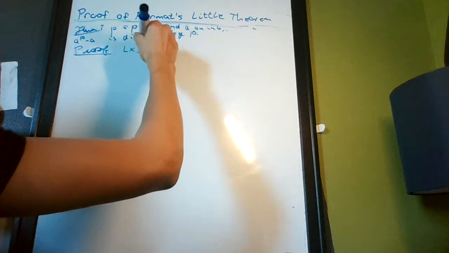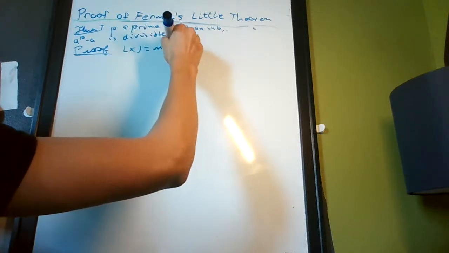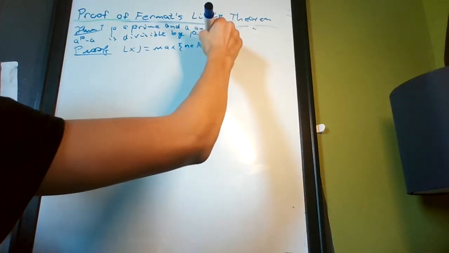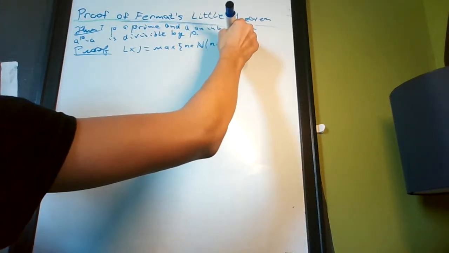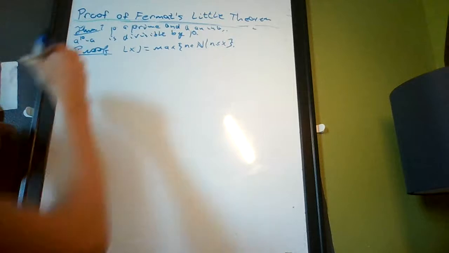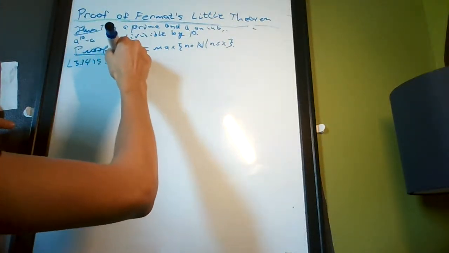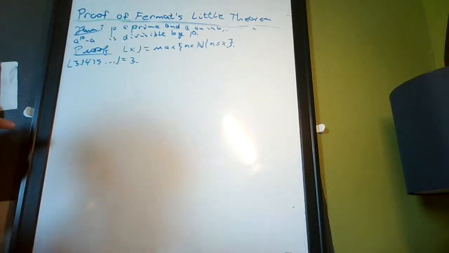So, let's prove it now. First, let's define the floor function, which is going to be the maximum of the integers such that it's less than or equal to x. So what does this do? Well, the floor function of 3.1415 is going to be 3. Basically, it rounds it down.